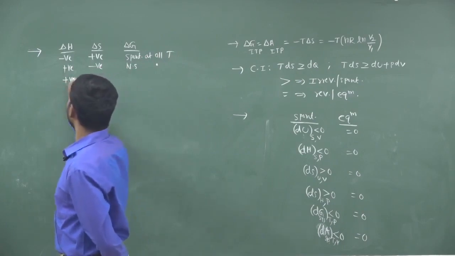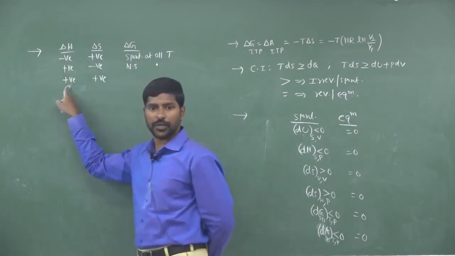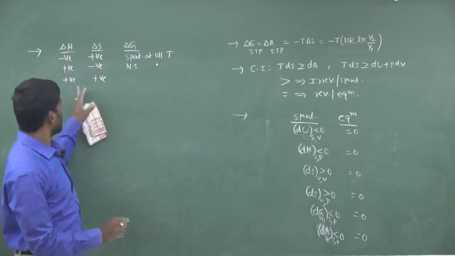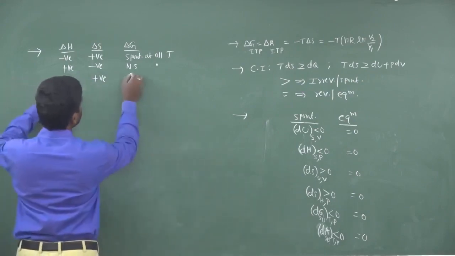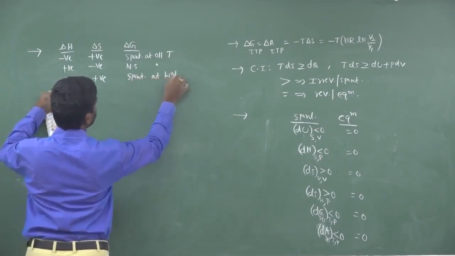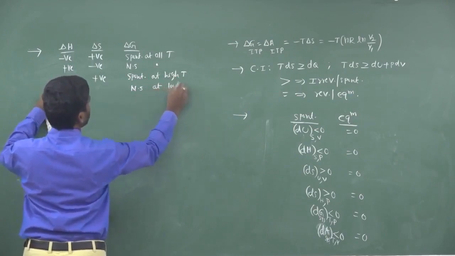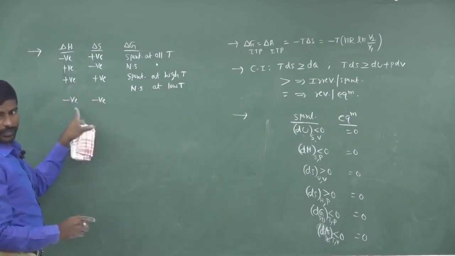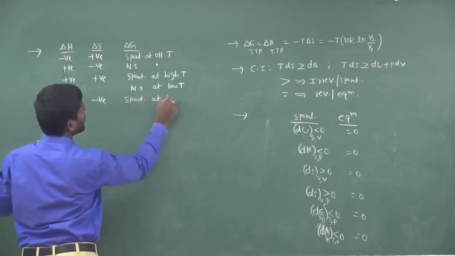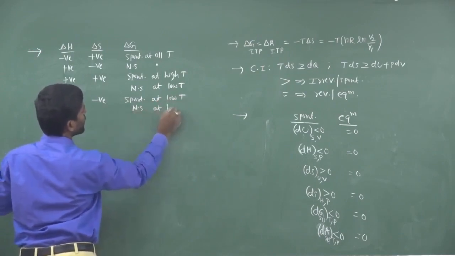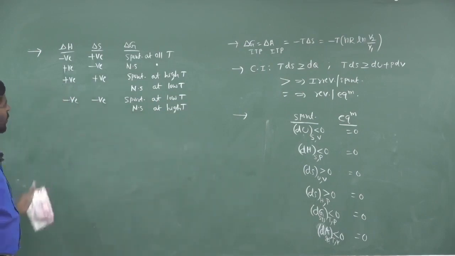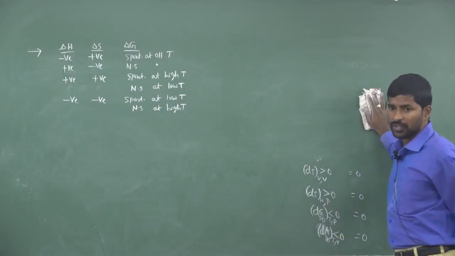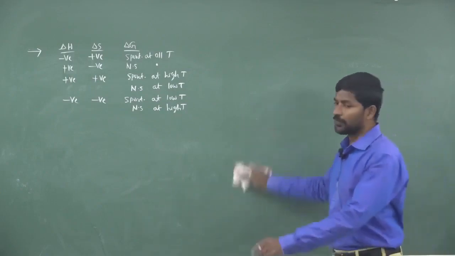If one is favoring, another one is not favoring. Energy is increasing, not favoring. Entropy is increasing, favoring. In such cases, temperature decides. If both are positive, spontaneous at high temperature, non-spontaneous at low temperature. Next, if both are negative, one is favoring, another one is not favoring. That is spontaneous at low temperature, non-spontaneous at high temperature. We can verify like this. These four conditions are important. Both are not favorable, non-spontaneous at all temperatures. Both are favorable, spontaneous at all temperatures. If one is favoring, another one is not favoring, temperature decides it.